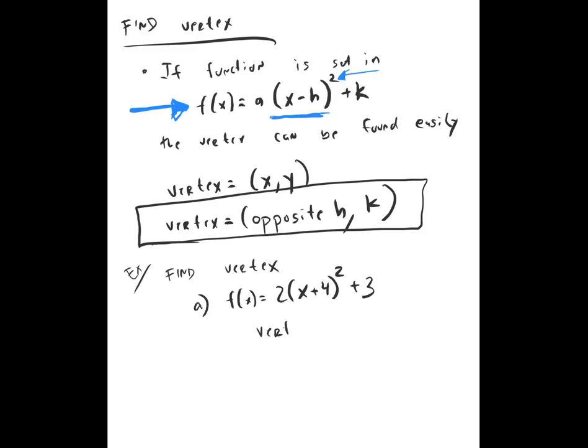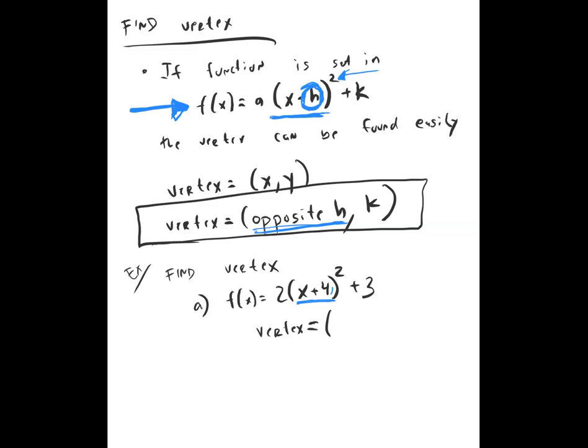So our vertex is the opposite of h. H is whatever's inside the parentheses. So what's my x value? Anyone know? It's the opposite of h, and the h is whatever is inside the parentheses. So whatever number is inside the parentheses, it's the opposite of that. -4. There you go.